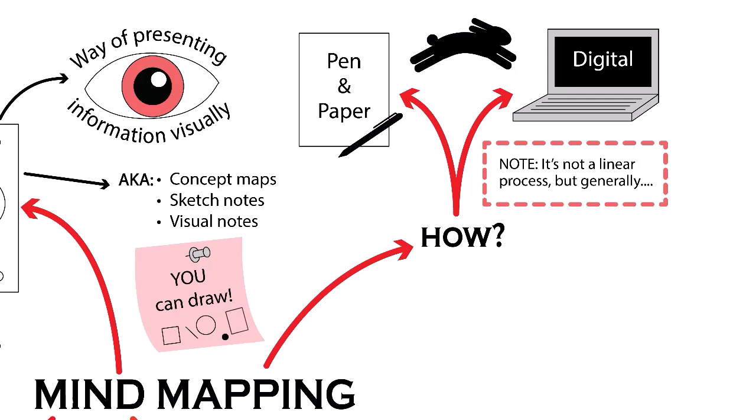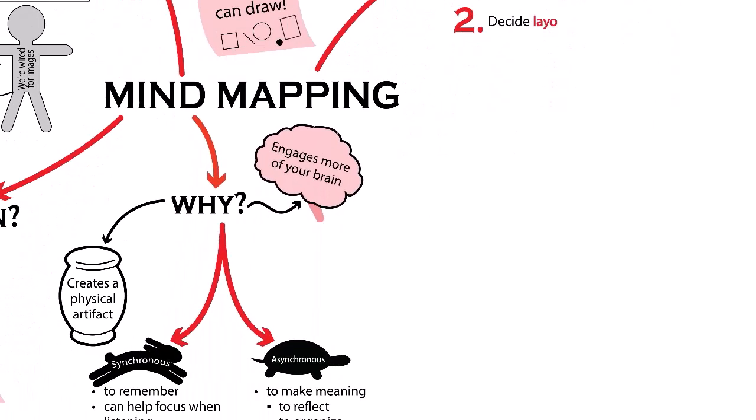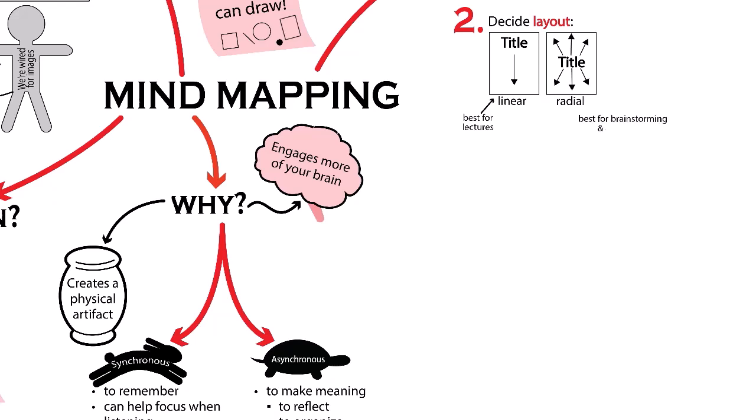so here goes. First, gather your materials, whether it's a notepad and a pen or tablet with the mind mapping program open. The next step is to decide your layout. I recommend a linear layout for synchronous mind mapping of lectures and a radial layout for brainstorming and organizing. There are other layout options, but these are the two most common.